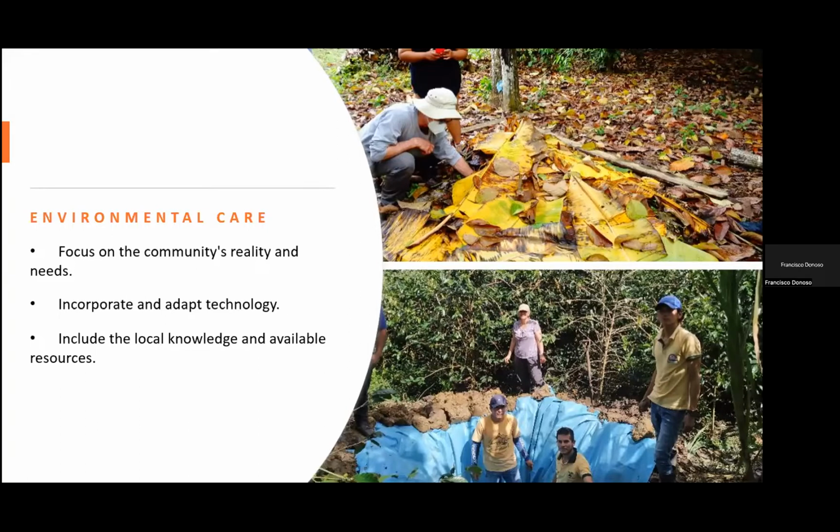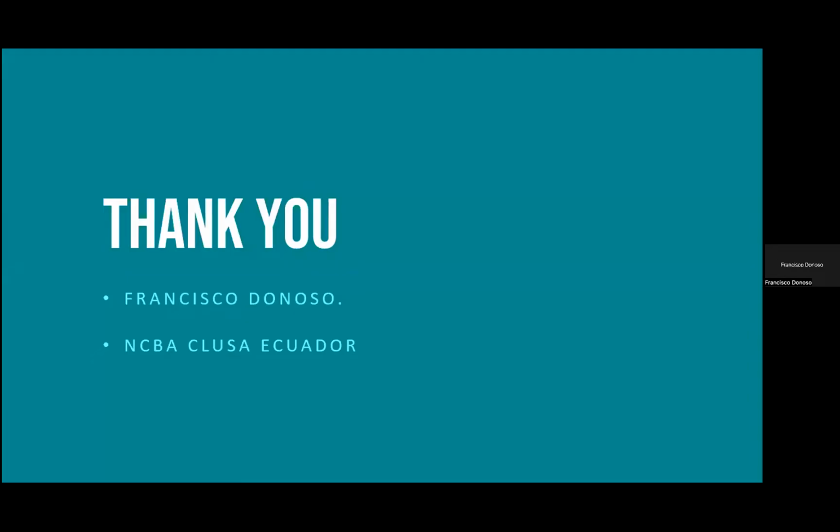if we really want to understand agriculture and how it relates to the environment, we need to focus on the community's real necessities and needs. We need to understand that most of the practices they do that can affect the environment are because of the needs they have. We need to incorporate and adapt the technology that we have in order to help them produce in a more friendly way and to mitigate climate change, and include the local knowledge also to understand what they are doing and how they do it, and the resources they have to do the practices and produce in a more sustainable and climate friendly way. So that's my presentation. Thank you.